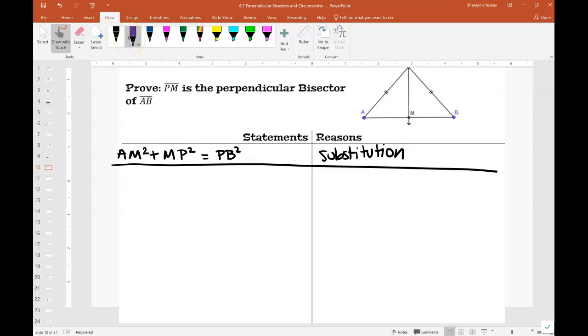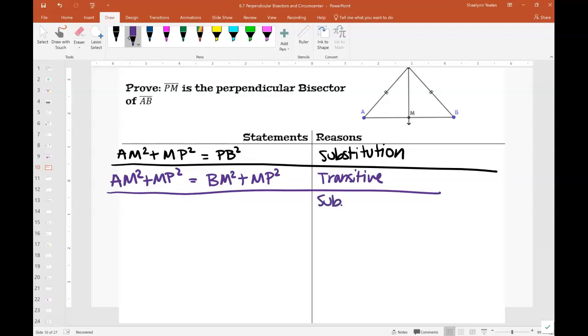So with that, now I have two things equal to PB squared. So now I can do the transitive property, and I can say that AM squared plus MP squared equals BM squared plus MP squared. Now notice that MP squared is on both sides, so I'm going to use the subtraction property of equality to get rid of it. So if we subtract MP squared from both sides, I get AM squared equals BM squared. And then from here, we can take the square root of both sides, and we would get AM equals BM. Square root property of equality. Sure. As long as we do it to both sides, we're allowed. It's the rule.